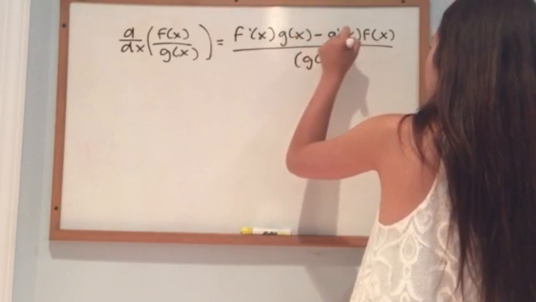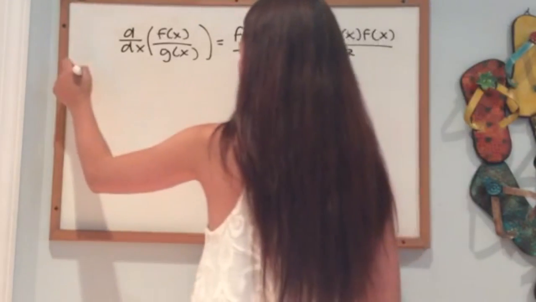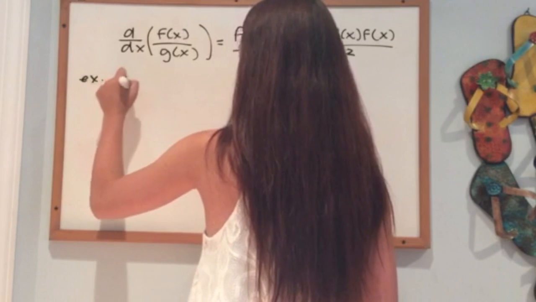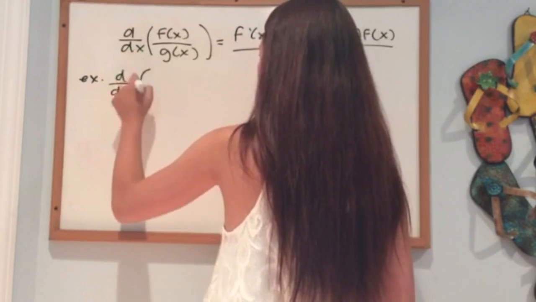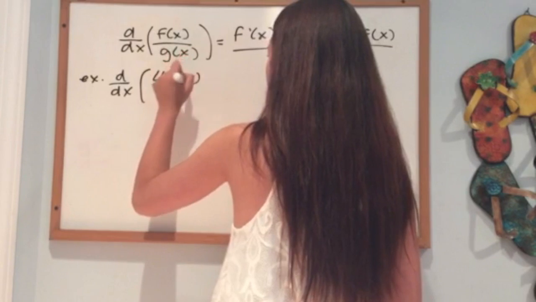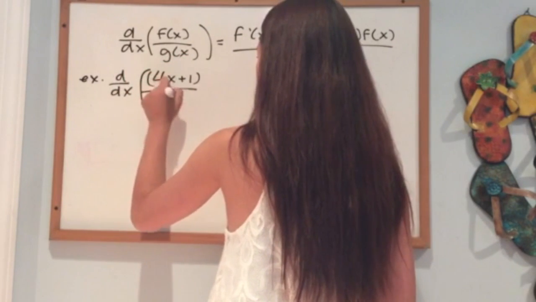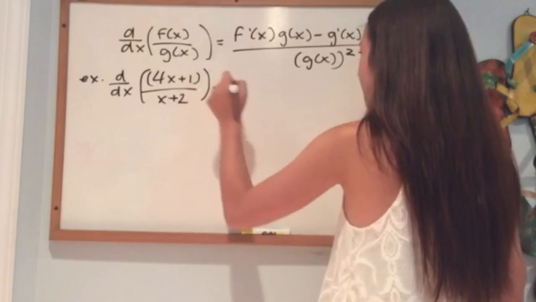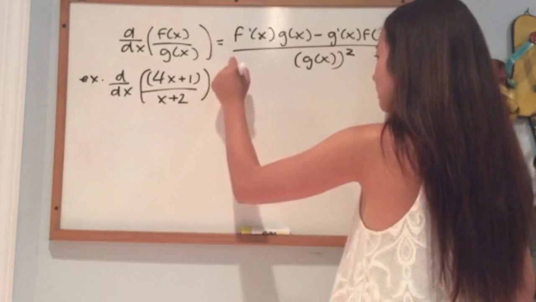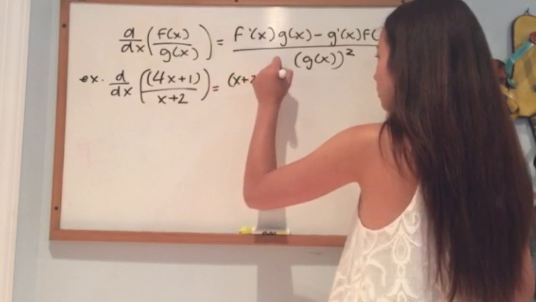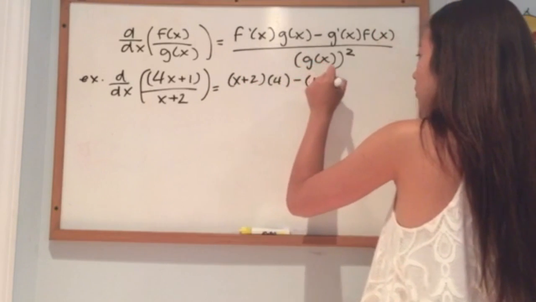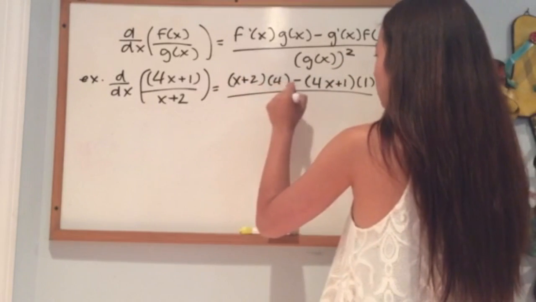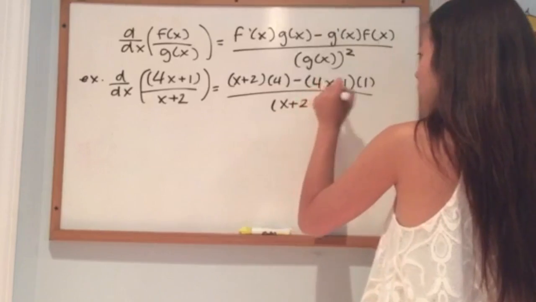If you want to find the derivative of the function h of x, which is 4x plus 1 over x plus 2, you take the derivative of the top function, 4, multiply that by the bottom function, x plus 2, to get 4 times x plus 2. You then take the derivative of the bottom function, 1, and multiply that by the top function, 4x plus 1, to get 4x plus 1 times 1. You then subtract that from your initial product, 4 times x plus 2. You then divide everything by the bottom function, x plus 2 squared.